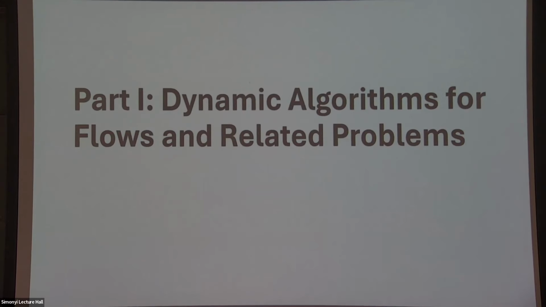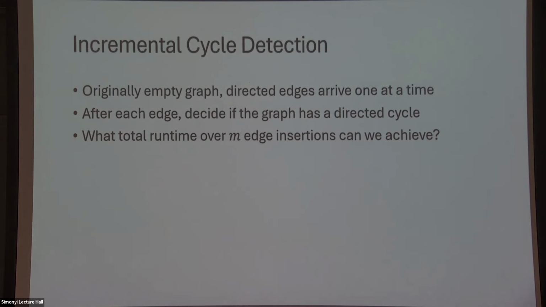So I'm going to broadly talk about two problems. The first is a problem called incremental cycle detection, and then I'll talk about a problem called the dynamic matching problem. The problem of incremental cycle detection is one of the simplest to state problems on a graph that's changing over time.